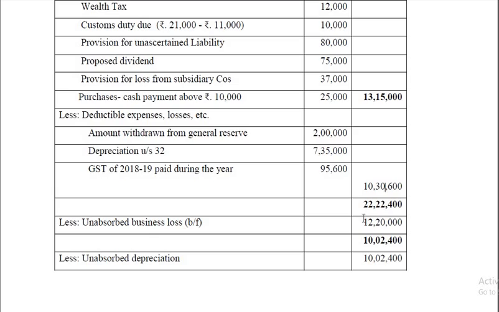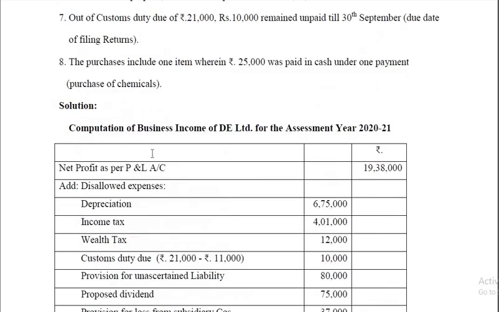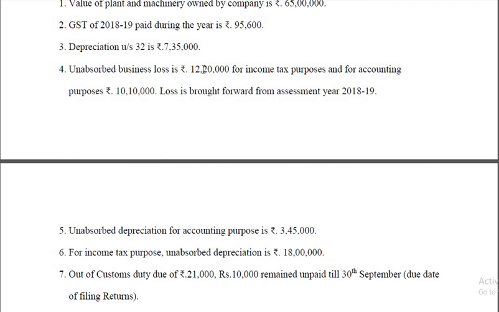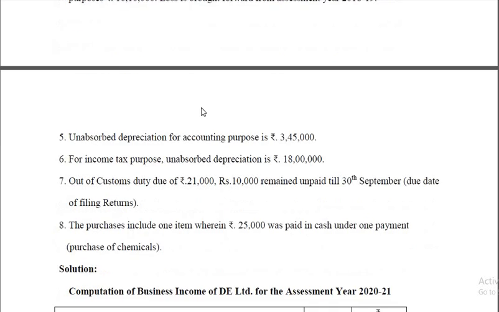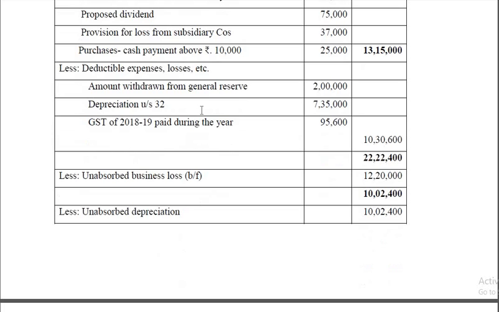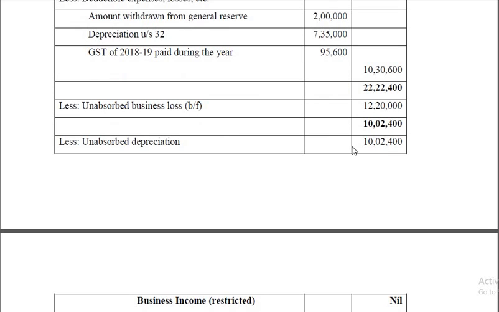Of that, you already understood, unabsorbed business loss for income tax purpose is 12,20,000. So to the extent possible, you have to make use of it. So what can be written off here? The entire amount can be written off because 22,22,400 is there. So 12,20,000 can be set off. After that, what is remaining is 10,02,400.